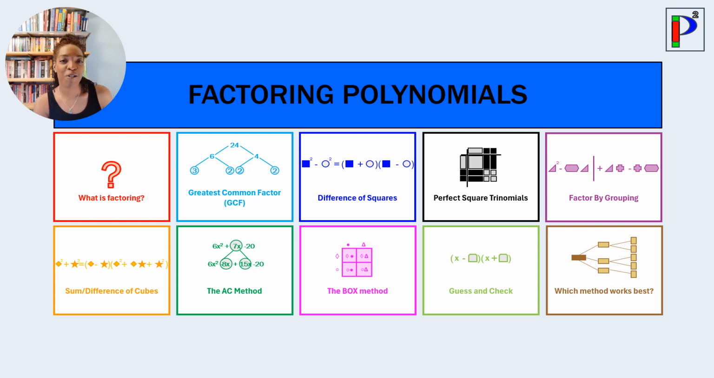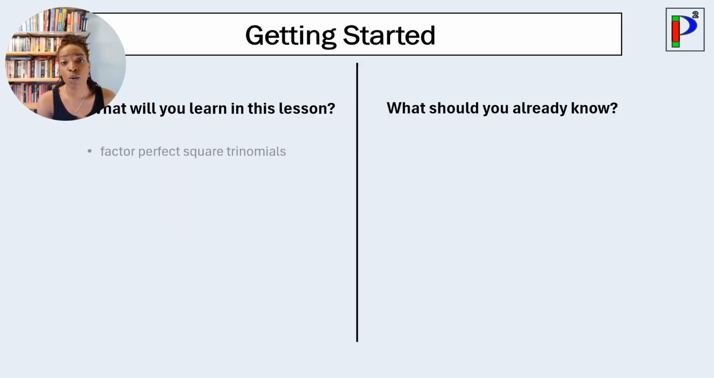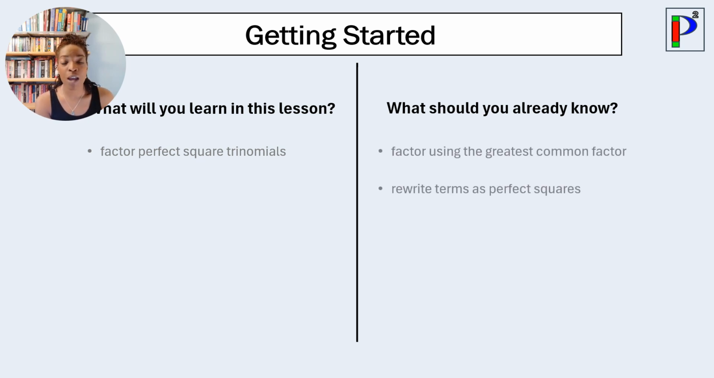Okay, welcome to our first trinomial factoring method, perfect square trinomials. Let's get started. We're going to be working with trinomials and the perfect square pattern. Before we get started, you need to know how to use your greatest common factor and write a term as a perfect square.